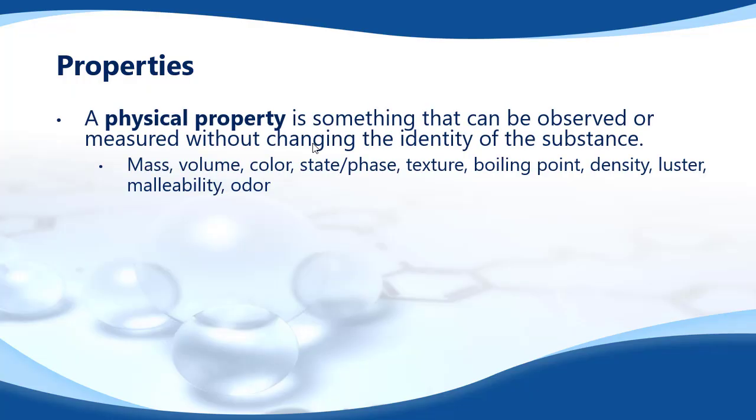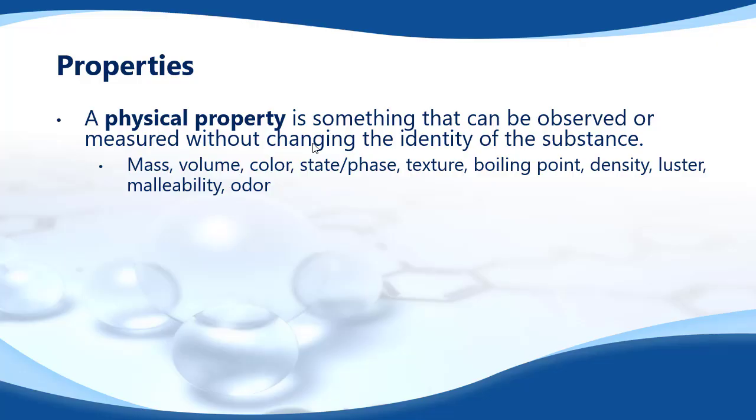Now, a property is something that you can observe or measure. Physical properties can be observed or measured without changing what the thing is, right? So mass, for example, is a physical property. I can put something on a balance and weigh it and get its mass without changing what it is. Same thing, I can measure the volume by pouring it into a graduated cylinder. Still the same thing, right? So all of these are things that you can do without changing the substance.